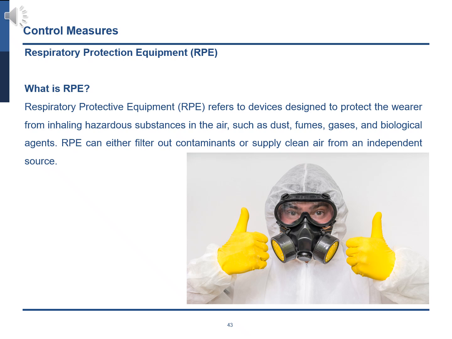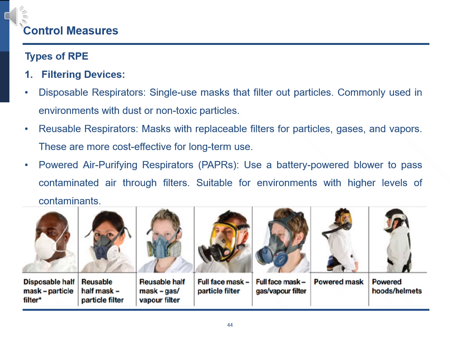Respiratory protection equipment, RPE. What is RPE? Respiratory protective equipment, RPE, refers to devices designed to protect the wearer from inhaling hazardous substances in the air, such as dust, fumes, gases, and biological agents. RPE can either filter out contaminants or supply clean air from an independent source. Types of RPE. Filtering devices.